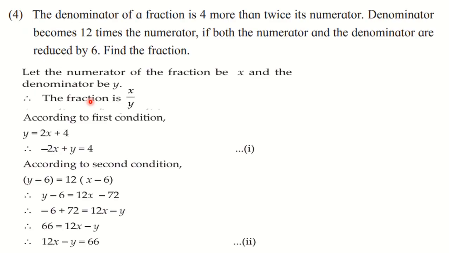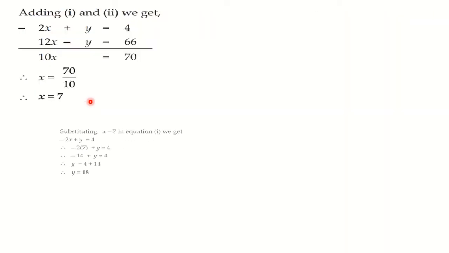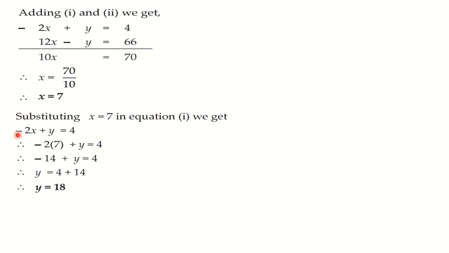Now put this value in any equation. So substituting x is equal to 7 in equation 1. Equation 1 is simpler, so take that equation. Replace x by 7. So minus 2 into 7 is minus 14 plus y is equal to 4. Shift this minus 14 this side, so it will become plus 14. So you got the value of y as 18.